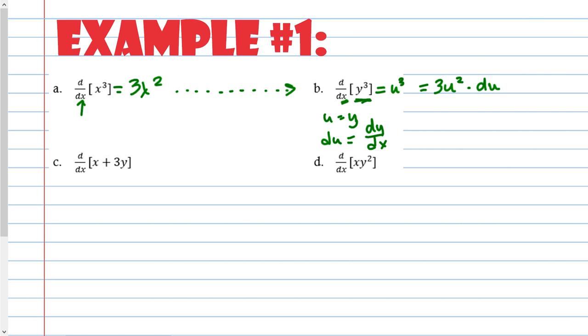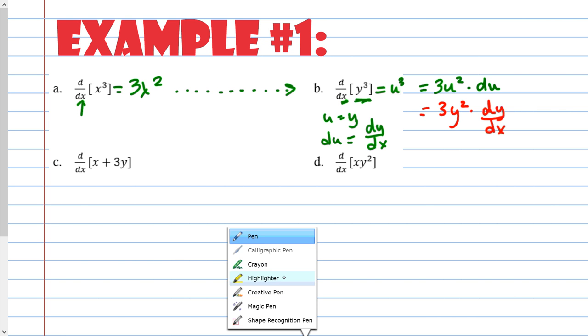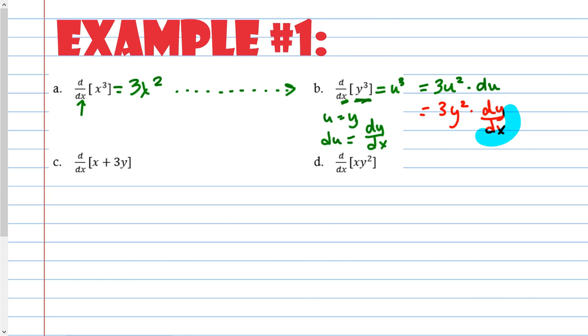So with that said, I come back over here, and this is 3 times u, which is just y squared. So 3y squared times du, which was dy dx. This is how you derive implicitly. Whenever it's a variable other than the variable you are deriving with respect to, you're going to have to do some kind of mini chain rule that attaches this dy dx, in this case because it's y.